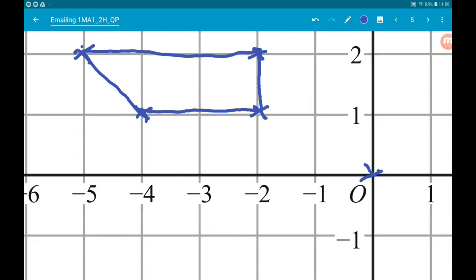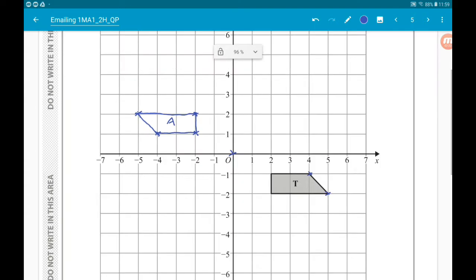So there's our trapezium, and we were told to call him A. So let's just take a look how that looks. So there's our rotation of 180 degrees. Okay, then part B.